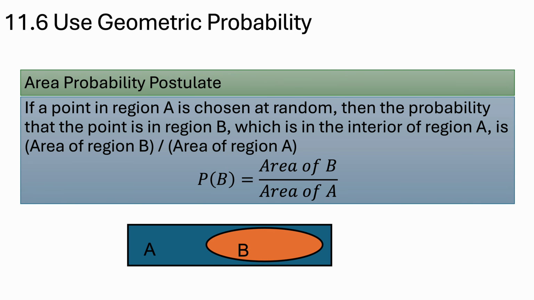Area probability postulate. If a point A is chosen at random, then the probability that the point is in region B, this is region B, is the area of this region divided by the total area. That is the probability that the point is here.